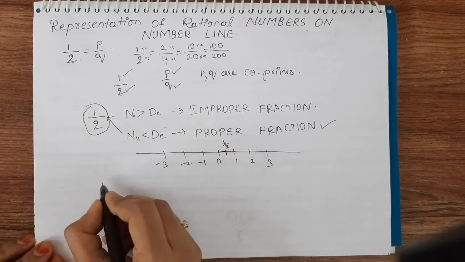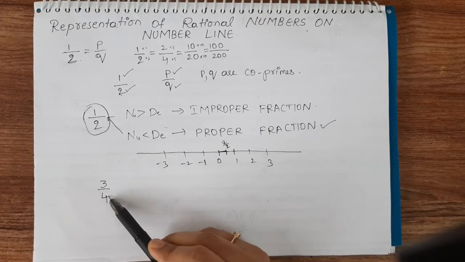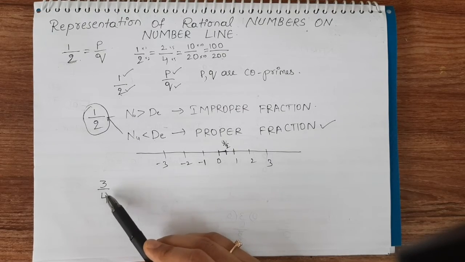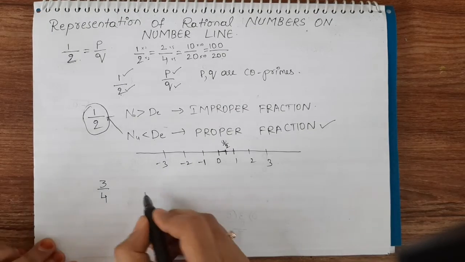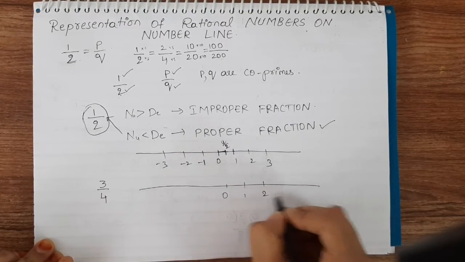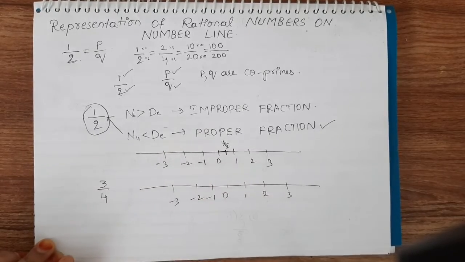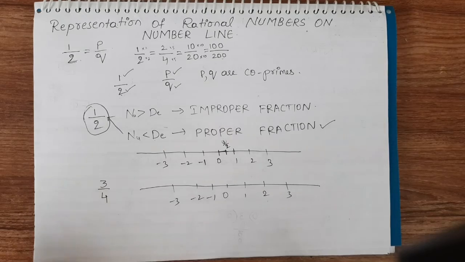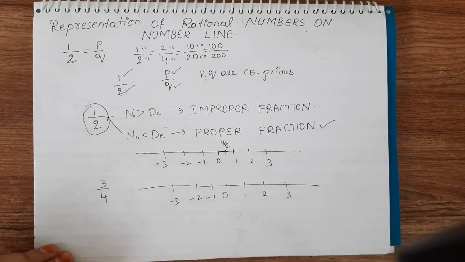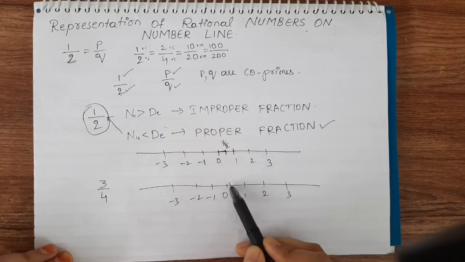I'll give you another example. We'll take 3 by 4. Here also, is it a proper fraction or improper fraction? It is a proper fraction because numerator is less than denominator. 3 is less than 4. I'll take the number line. I'll take 0, 1, 2, 3, minus 1, minus 2, minus 3. For 3 by 4, what do you do? For every proper fraction, consider only the region between 0 and 1. You remember this.